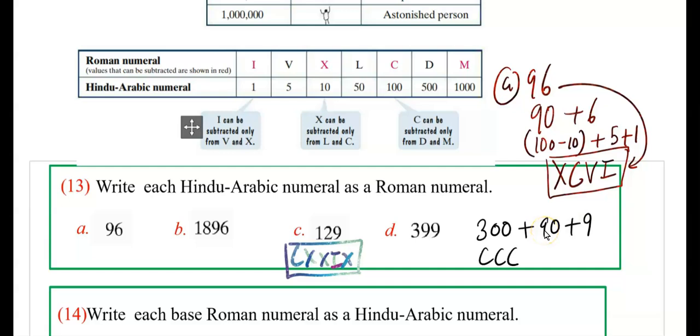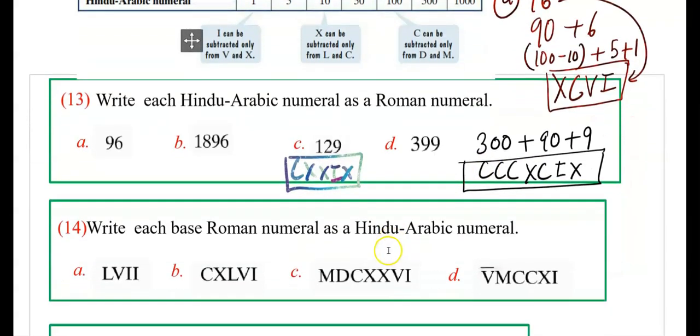300 is going to be CCC. 90 is going to be XC. See, 90 is XC. 9 is going to be IX. Notice that I is 1, X is 10, IX gives you 9, because the value from I to X increases, therefore you subtract. Makes sense? Similarly here, the value of X to C increases, so you subtract to get the 90. Okay, that is 399.